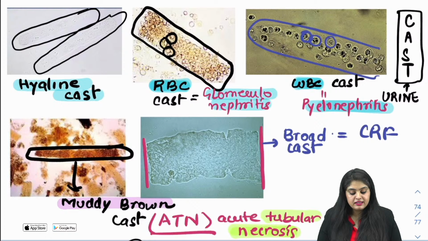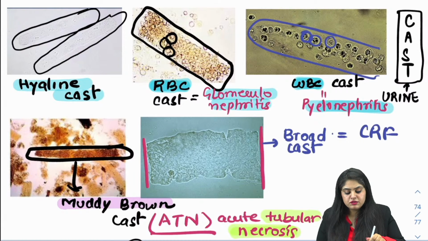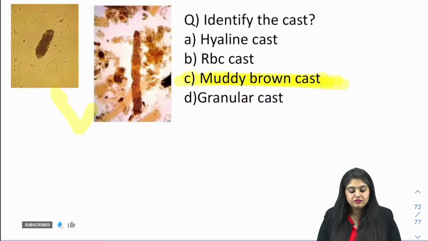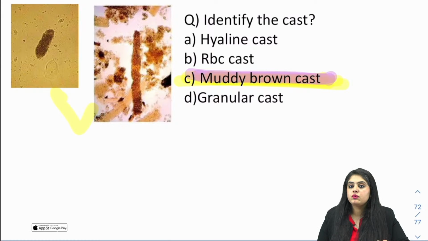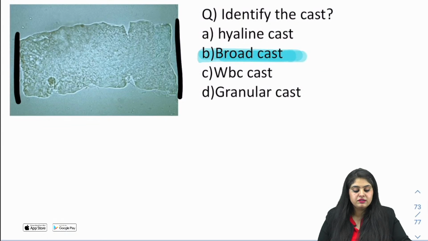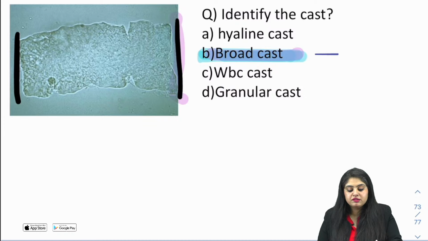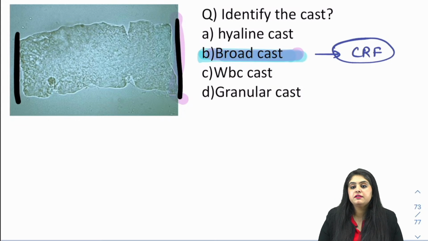Okay, so having said that, these were the 5 that I've taught you. What were the questions that I asked you? Question number 1, I asked you about the transparent one. All of you told me correctly, ma'am, transparent is going to be the hyaline cast. Next, I asked you about the brown, dirty one. That brown one is the muddy brown cast. And finally, the one that is looking big, thick. That is the broad cast. And broad cast means the patient is suffering from chronic renal failure.